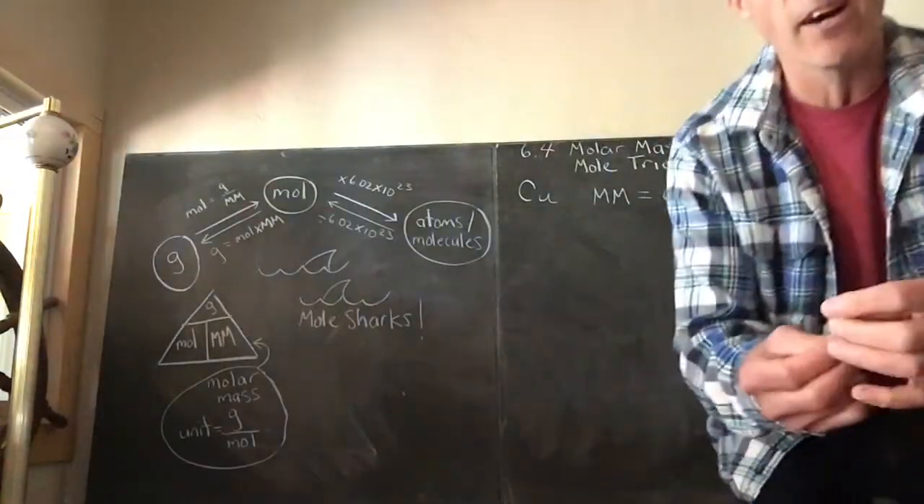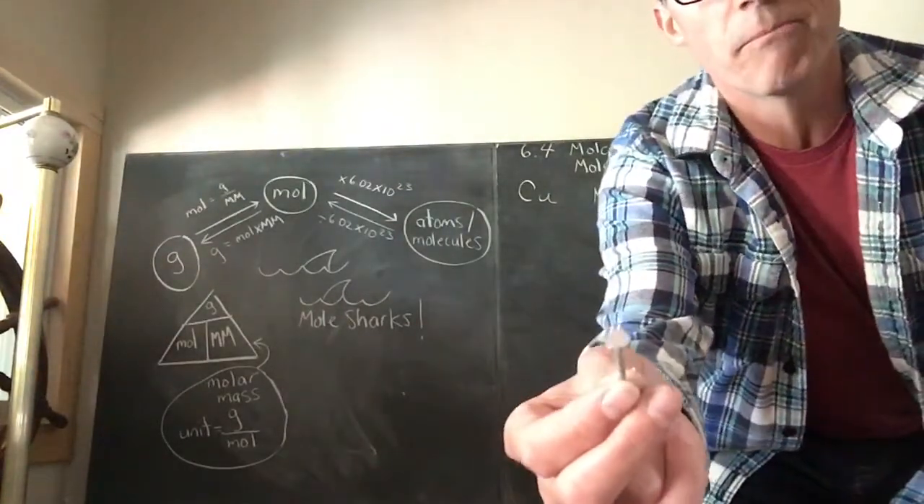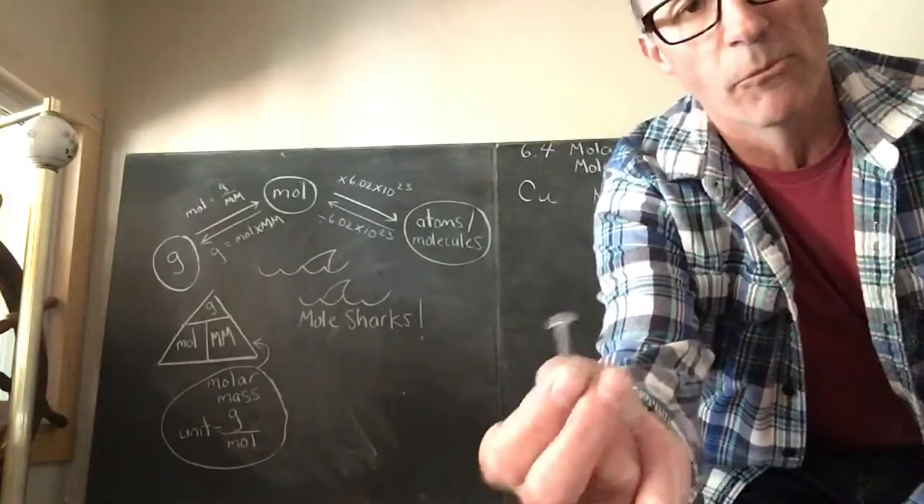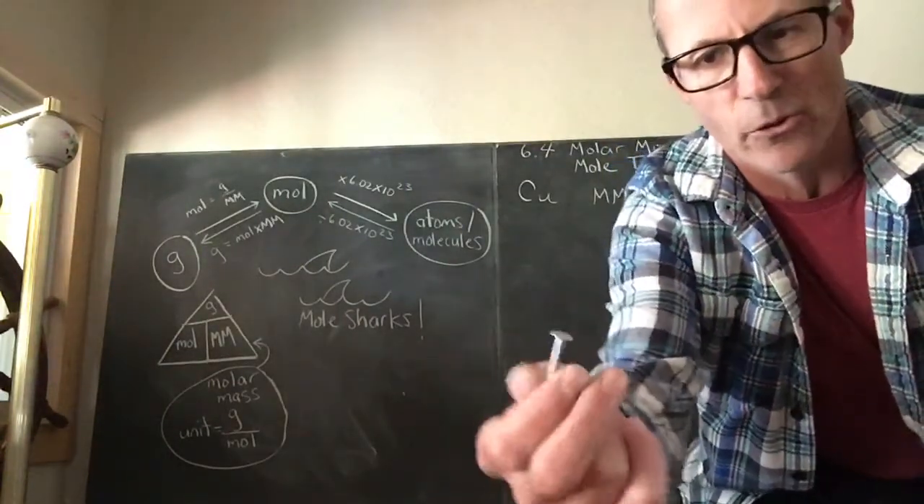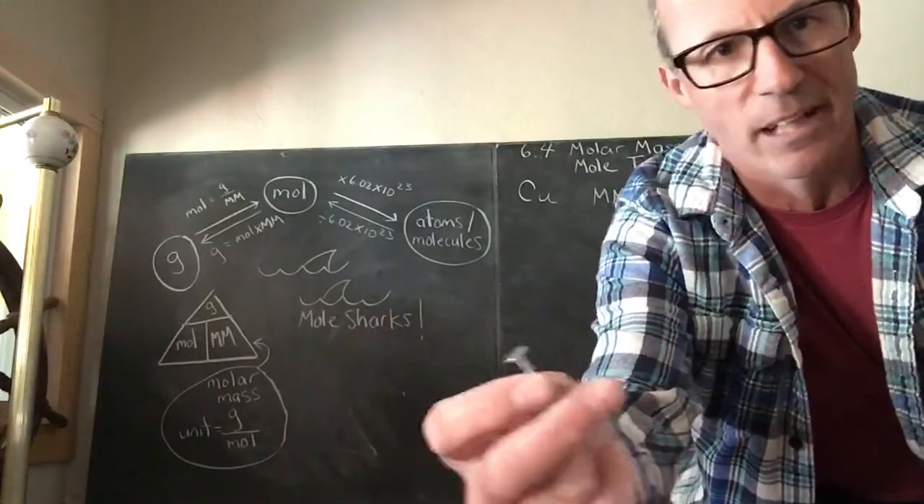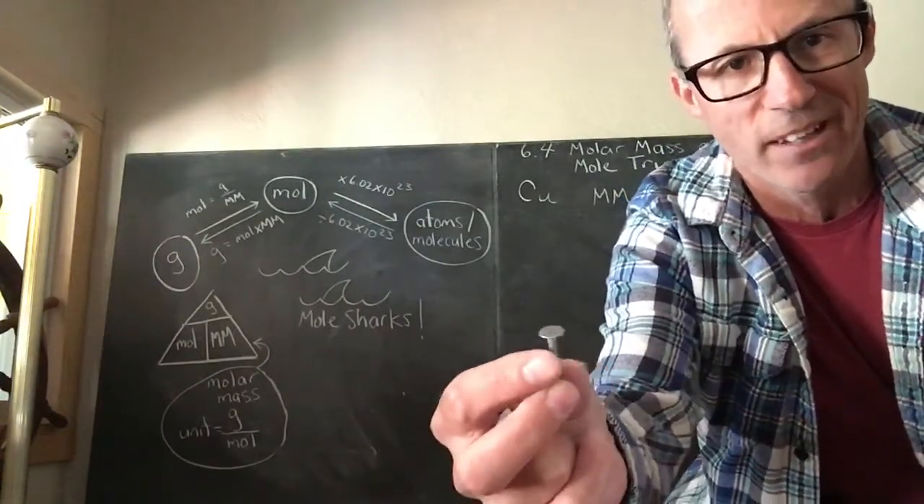Another element that I found, aluminum. And of course, this is an aluminum roofing nail. I've done my share of roofing jobs, although the older I get, the less inclined I am to get on top of a roof these days.